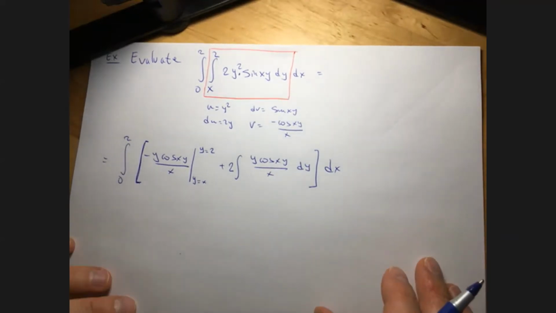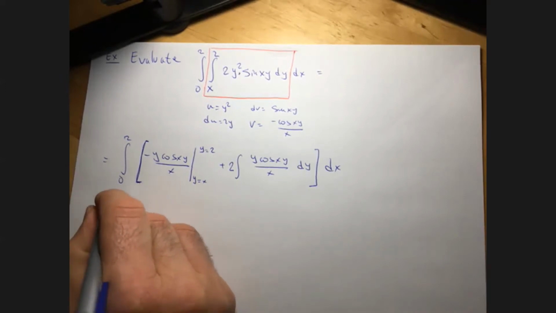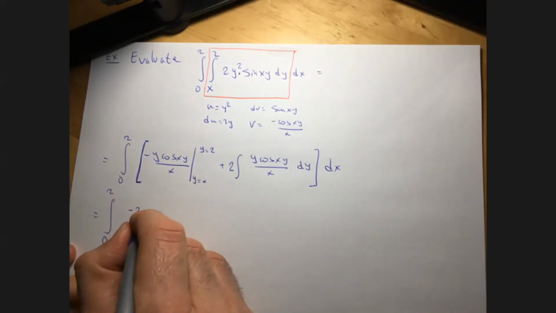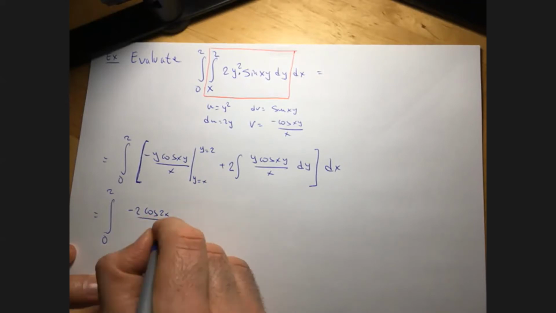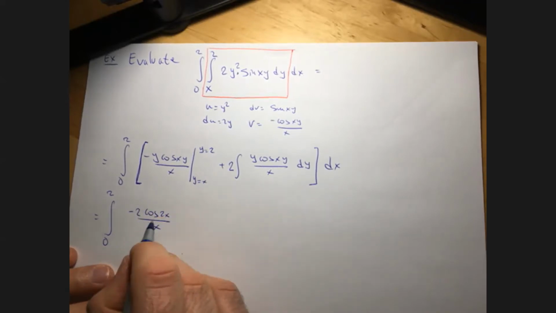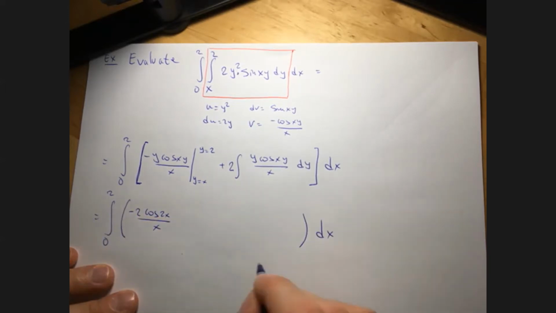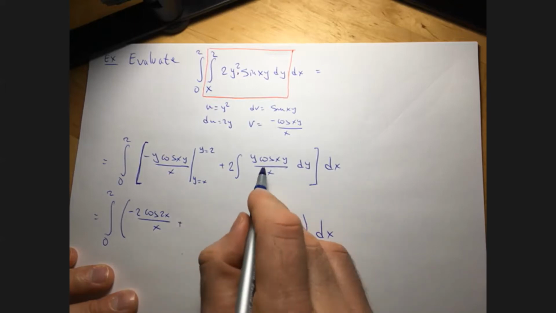Okay, this becomes extremely ugly because this is going to be the integral from 0 to 2, negative 2 cosine of 2x over x. Again, I have to use integration by parts when the time comes to find the integral with respect to x. Plus, here I have to use integration by parts.